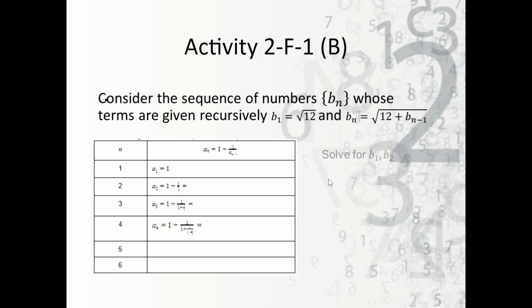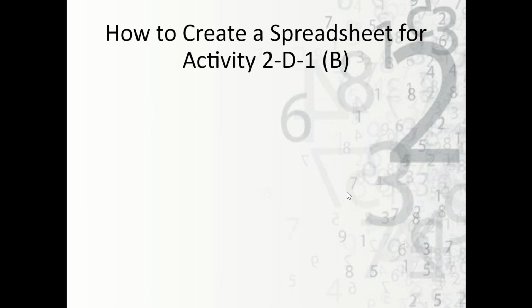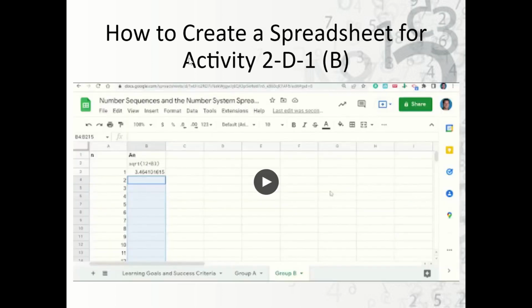So when we solve this, we go ahead and enter those in, and we can see that b3 is 3.9915, b4 is 3.998, b5 is 3.99, and b6 is 3.99999. And if you notice, we're getting really close to 4, so we should be approaching some value. And we'll go ahead and check this on our spreadsheet. So there's a video here that shows you how to enter these values into the spreadsheet and see what we're getting closer to. So go ahead and watch this video.